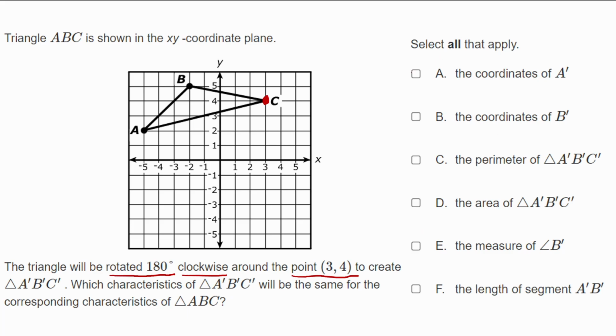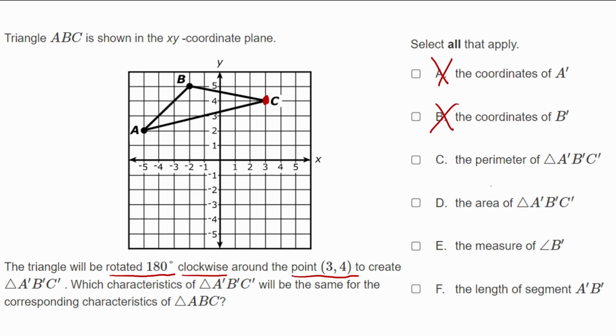So first of all, when I rotate this, will the coordinates of A prime change from A? Well, is A our point of rotation? It is not. So those will not stay the same. They have to change. Same thing goes with B. Is that our point of rotation? It is not. So the coordinates have to change. So we're Xing that one out too.